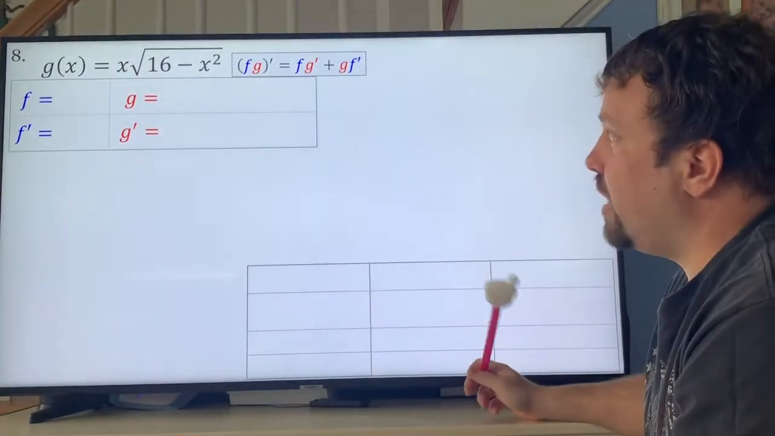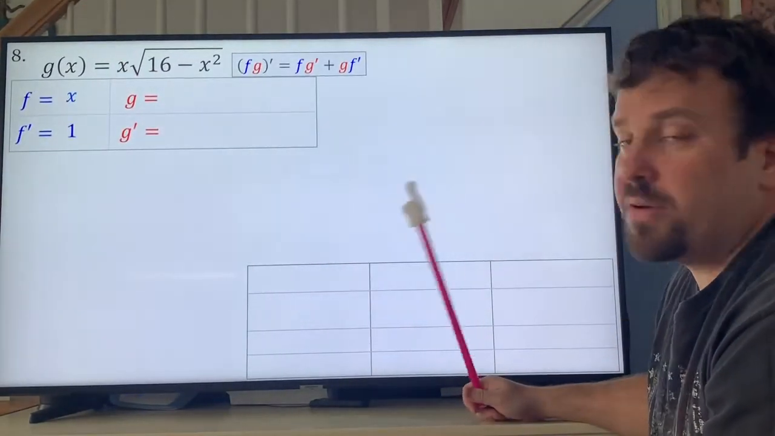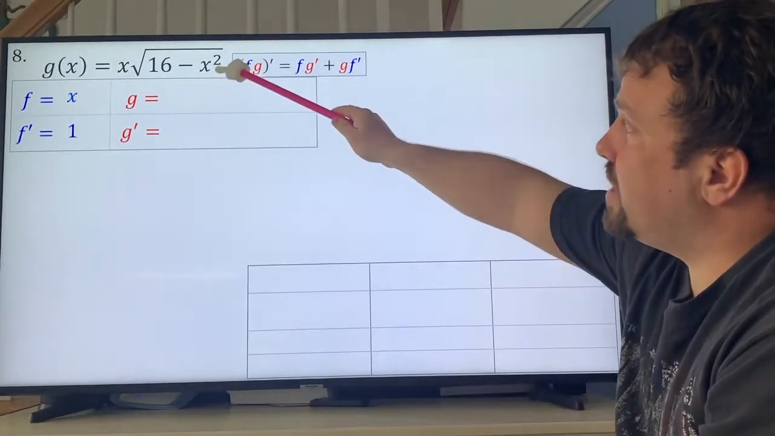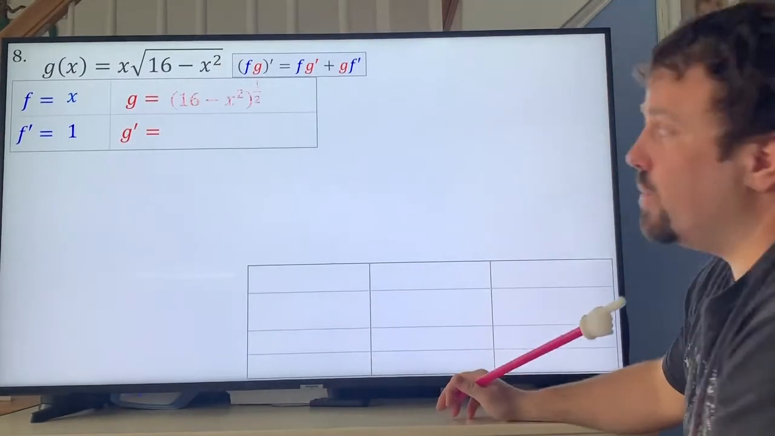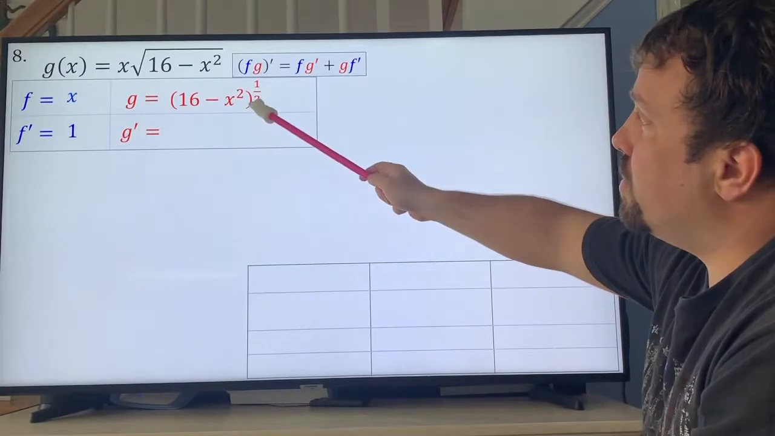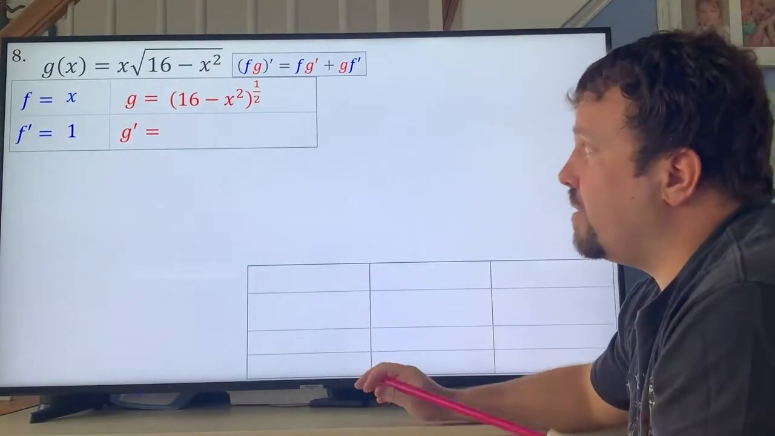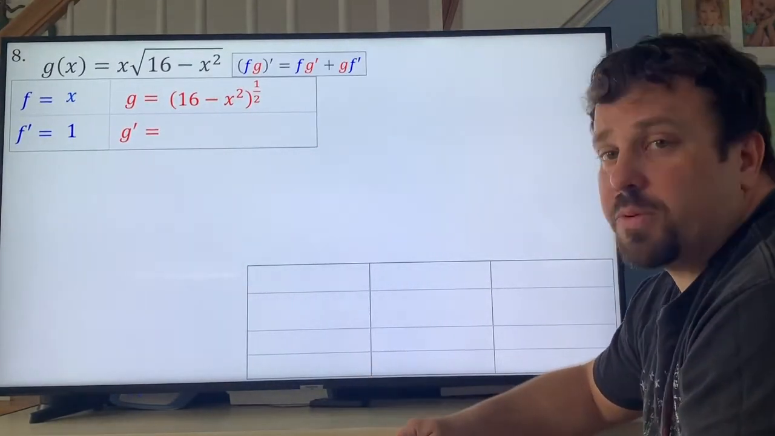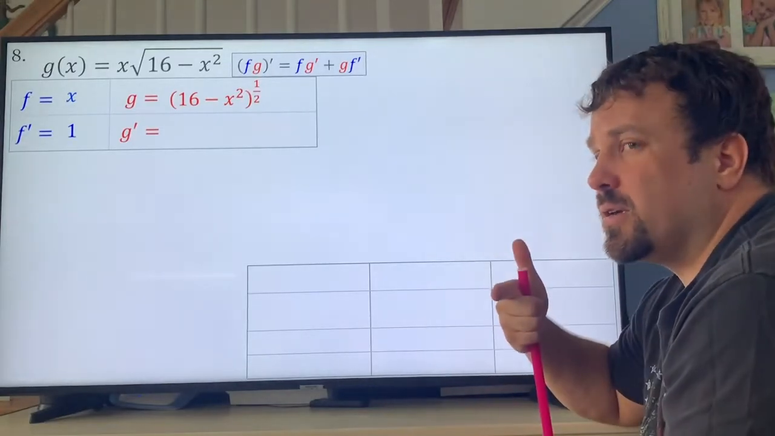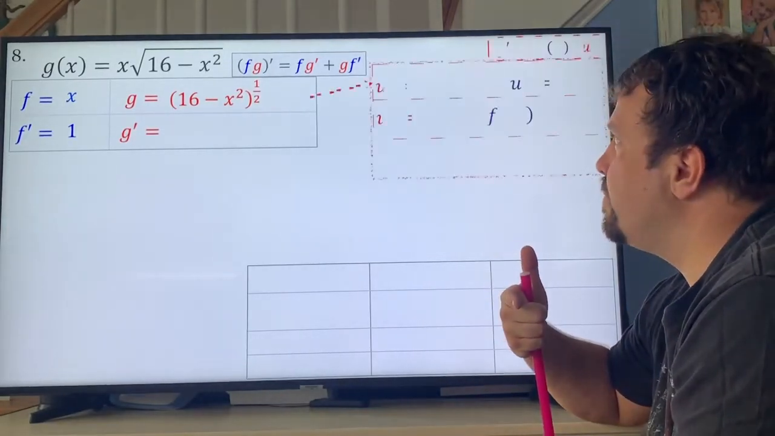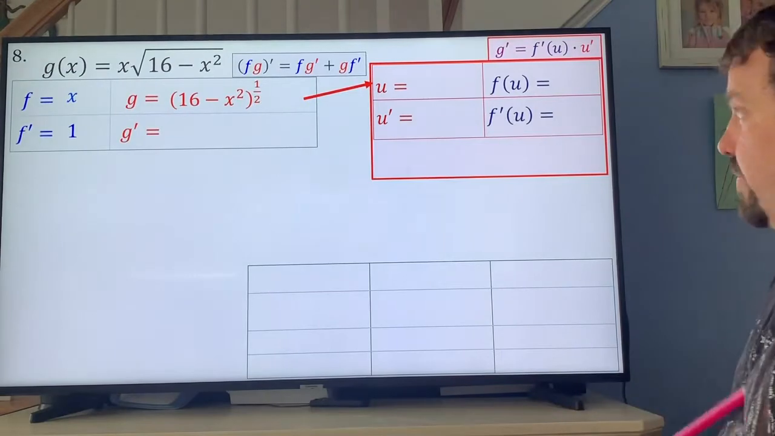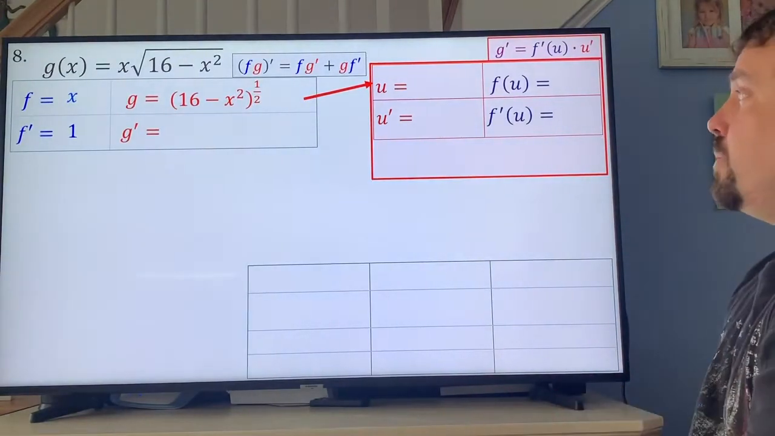The first function is your f, that's your x. All right? The derivative of x is 1. The second function is the square root, or that number to the 1/2. So, in order to find that derivative, we have to use something else. We can't just use the product rule. We also have to use, you got it, the chain rule. So, if you didn't use the chain rule, use it now.